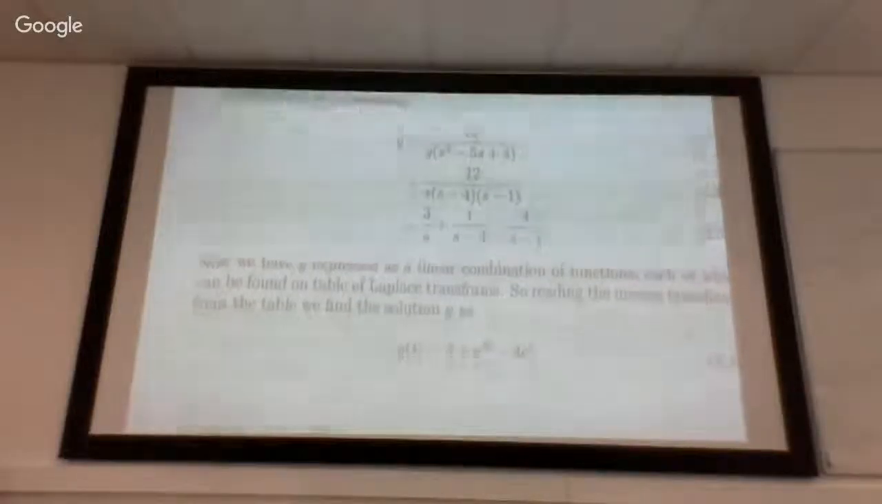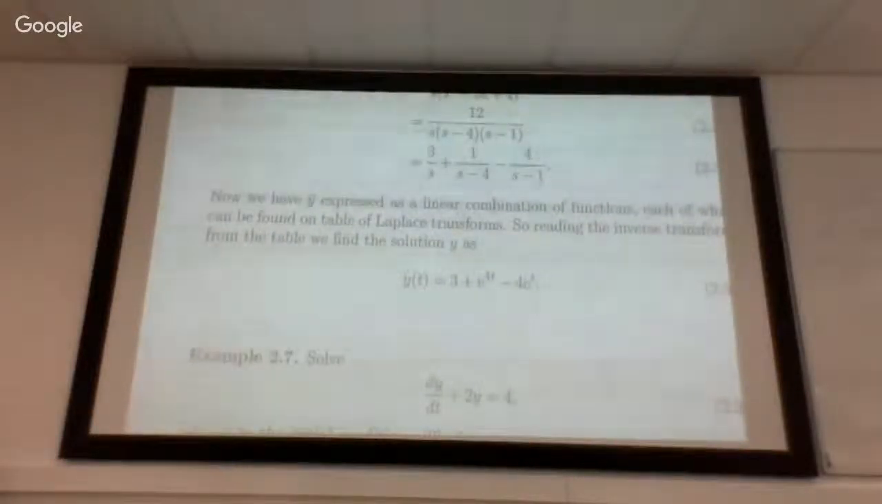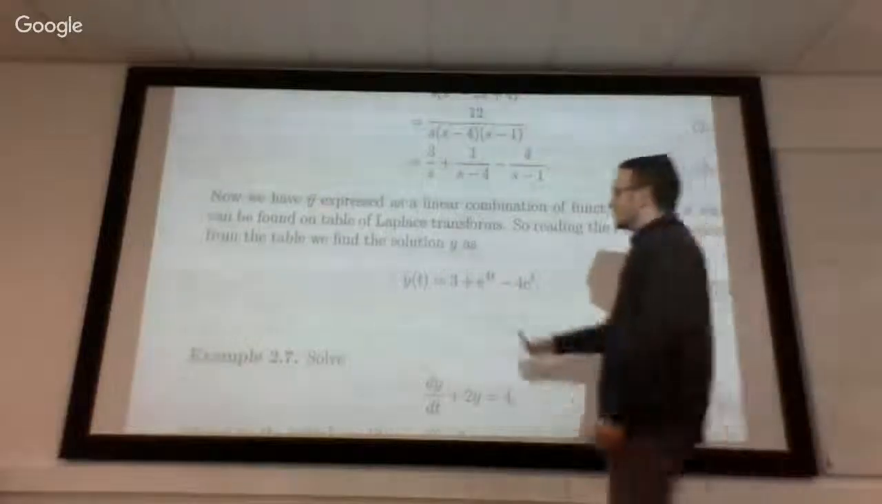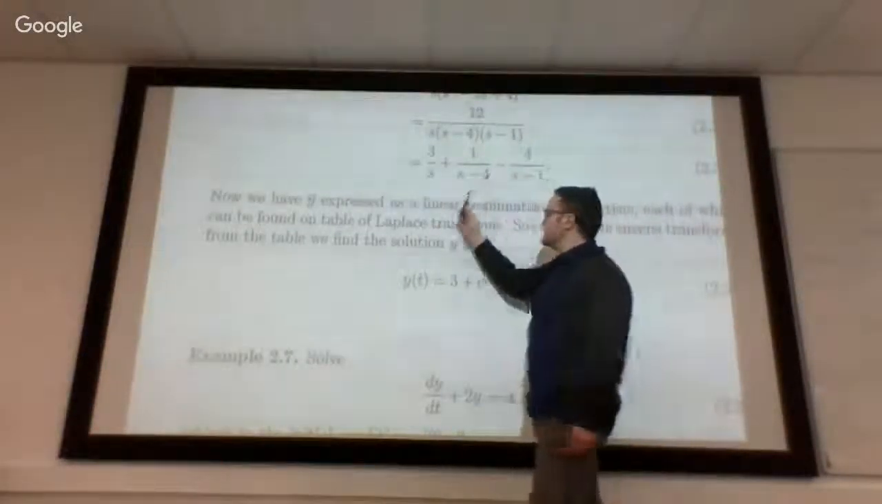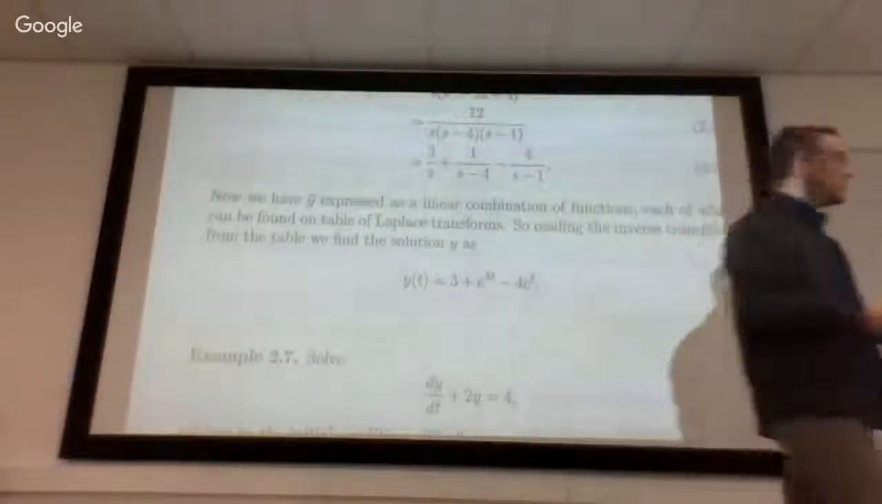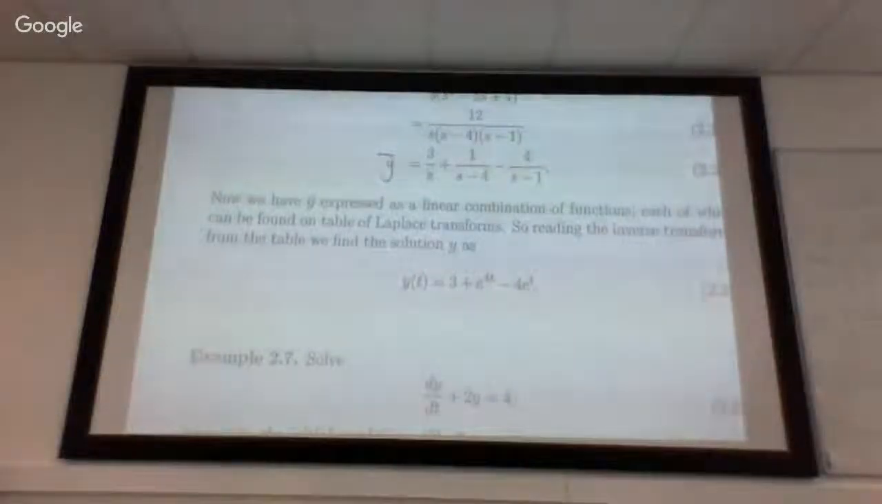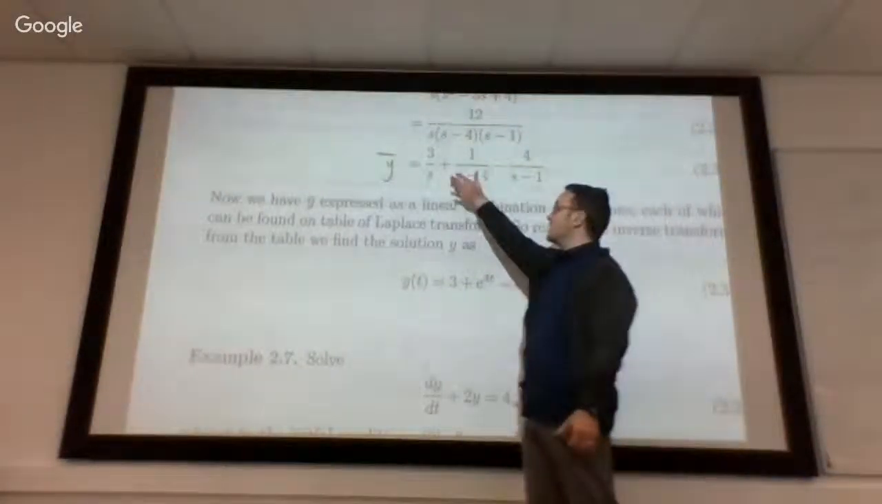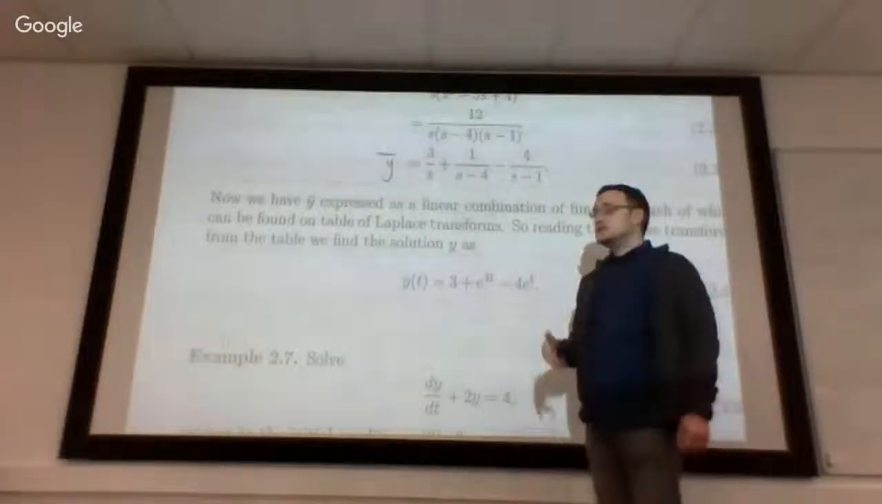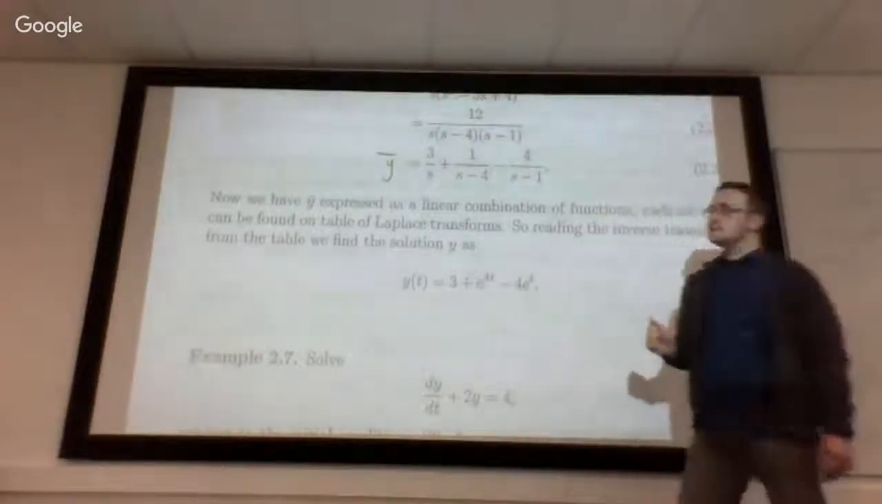And we can use the table of Laplace transforms to read off the inverse transform, to recover the original function y. See, up here we have y bar equals this. When you take the inverse transform of y bar, you get the original function y of t. You take the inverse transform of 3 over s, that goes to the constant 3.